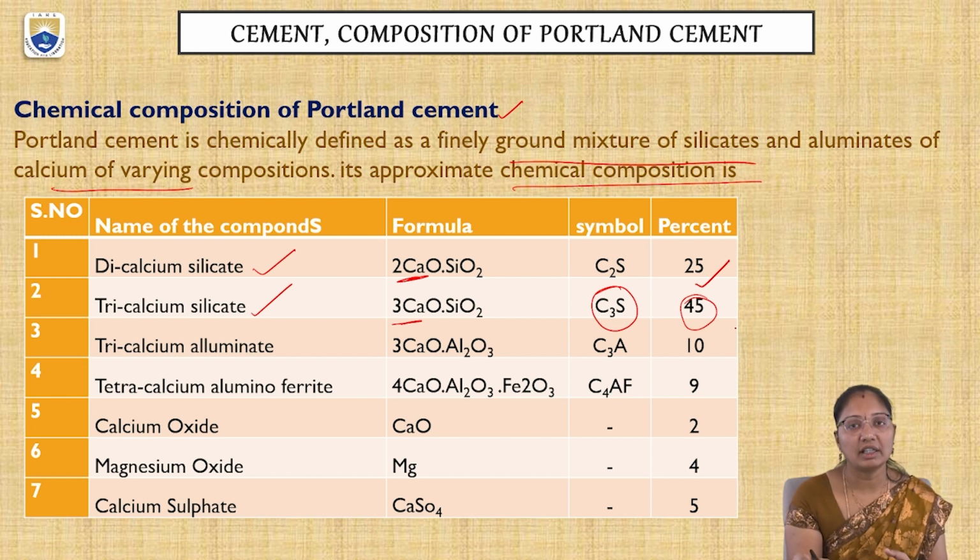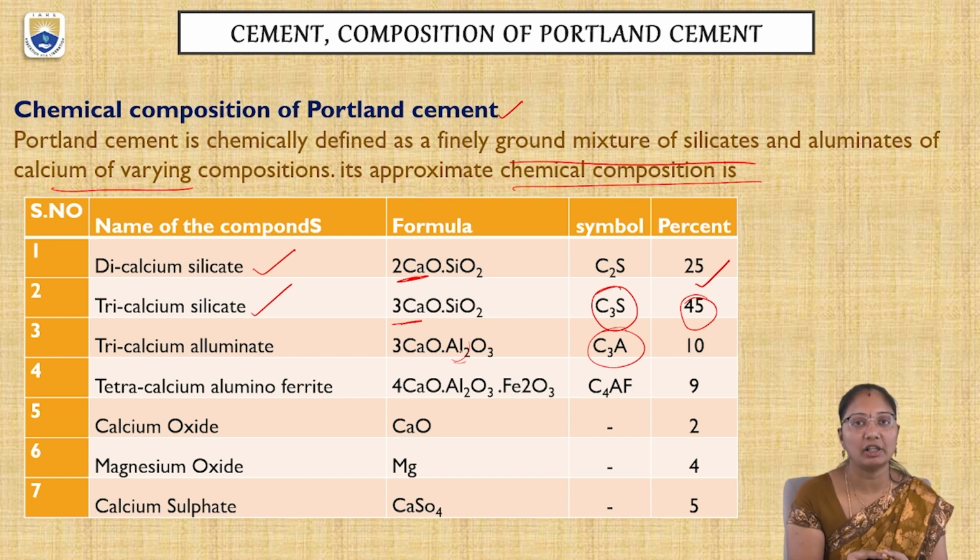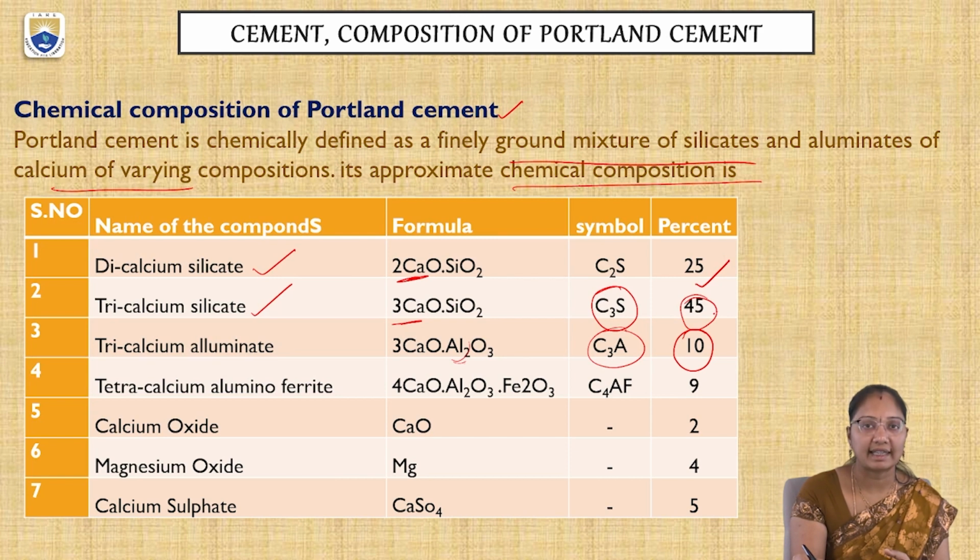It is present at 45%, followed by tricalcium aluminate, which is represented as C3A. Here 3 calcium, and aluminate, so Si will be replaced by aluminum. Al2O3 will come into this because it is an aluminate. So it is C3A, which is around 10%. The foremost and highest is tricalcium silicate, then followed by dicalcium silicate and then tricalcium aluminate.